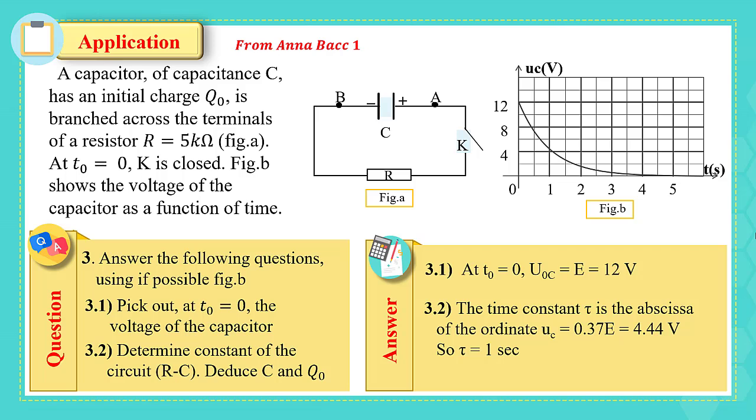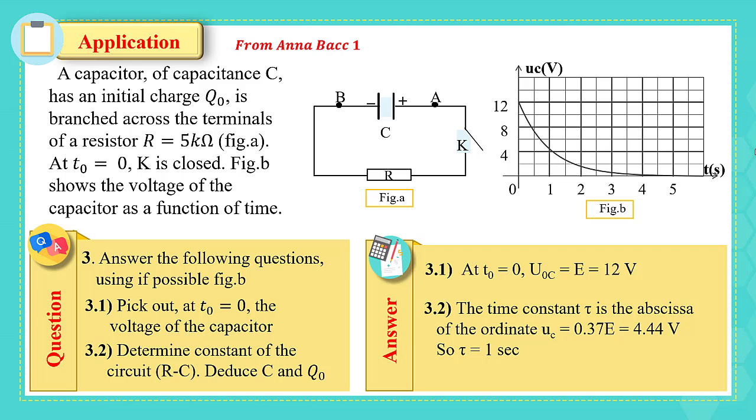Part B. Determine the constant of the RC circuit, C and Q0. What do we mean by the constant of the circuit? We mean tau, and we know that at time t equal to tau, the ordinate UC is equal to 0.37 times E. Then I have to calculate this value, which is 0.37 multiplied by 12, equal to 4.44 volts.